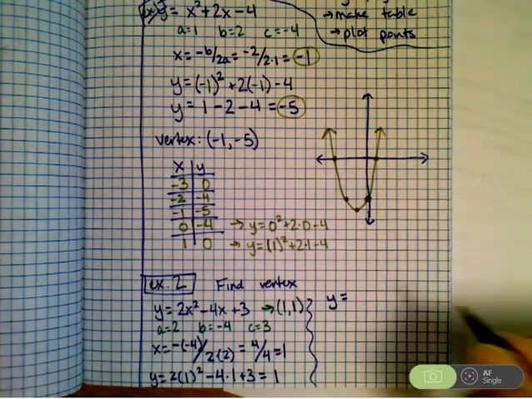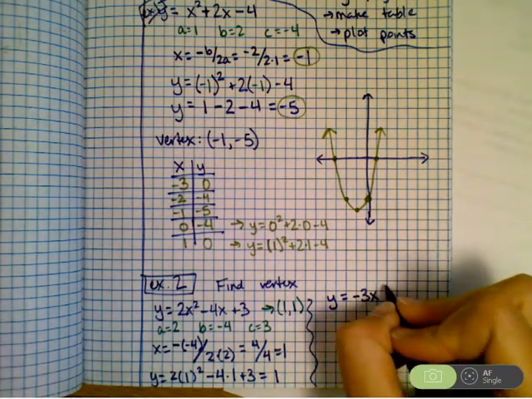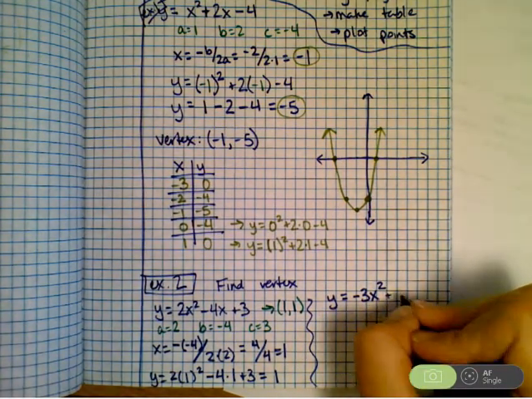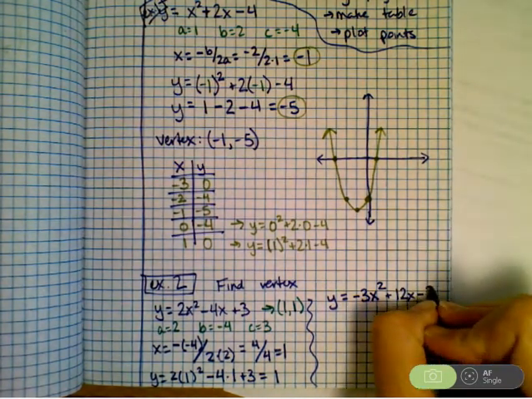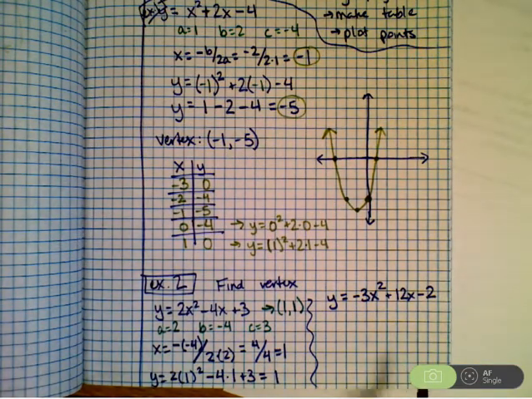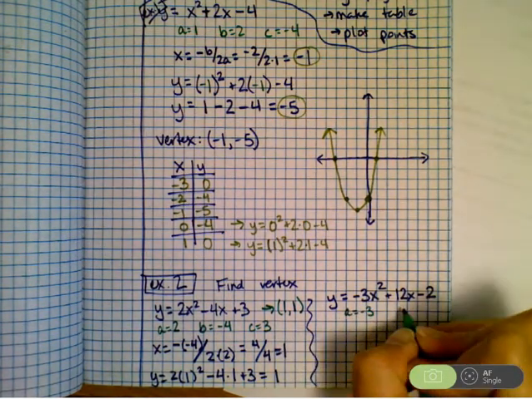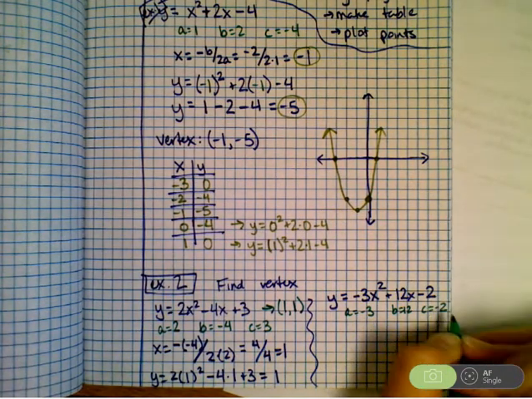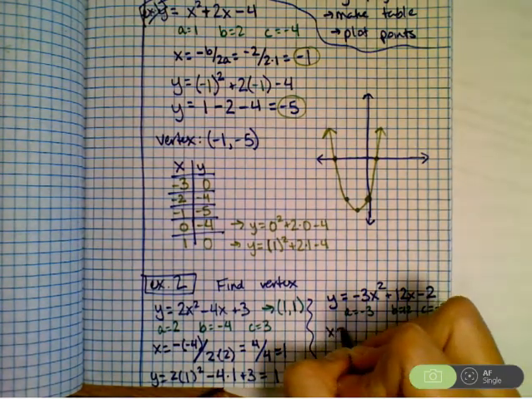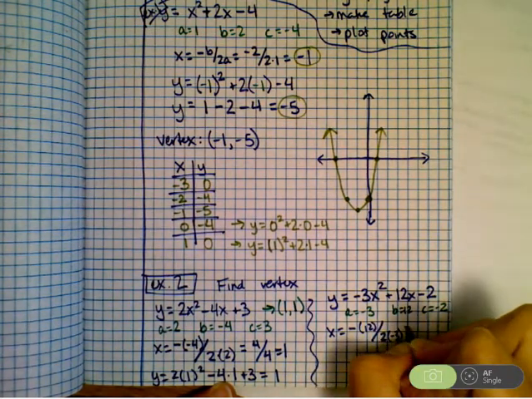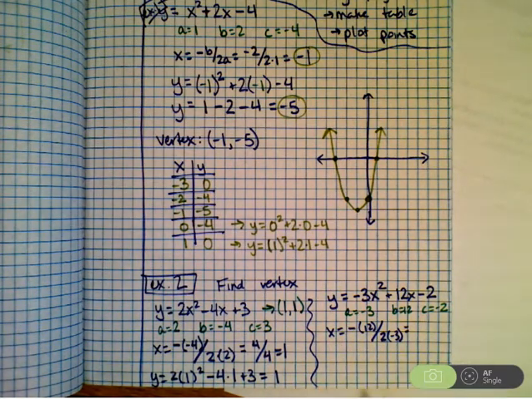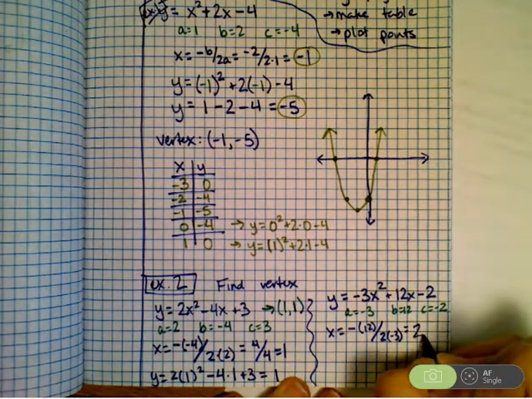So let's say in this one, y equals negative 3x squared plus, let's make that 12x minus 2. Okay, this one's going to be really obnoxious to graph, so we're not going to graph it. We're just going to find the vertex. A is negative 3, B is 12, C is negative 2. So our x value is the opposite of 12 divided by 2 times negative 3. So that's negative 12 over negative 6. Negative over negative is positive. 12 divided by 6 is 2.